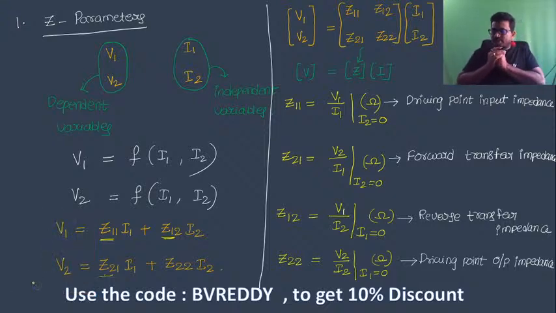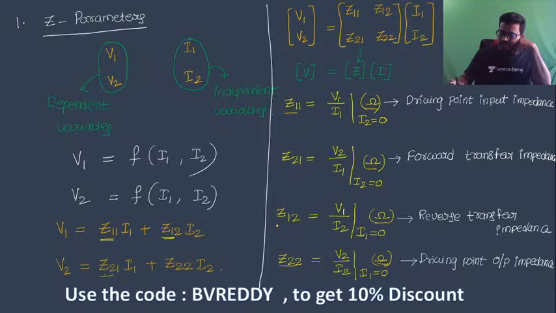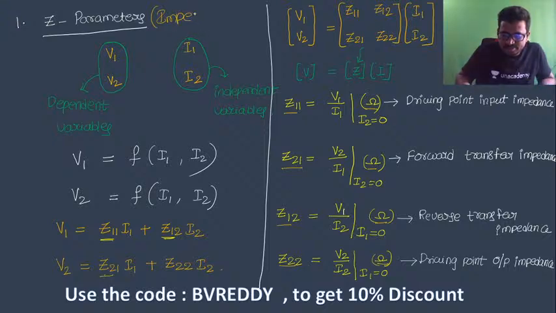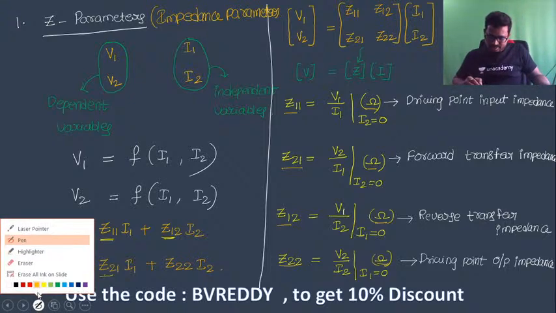This is about these parameters, the Z parameters. If you see carefully, the units of all these parameters are ohms only. That's why these are called impedance parameters. These are also called impedance parameters.